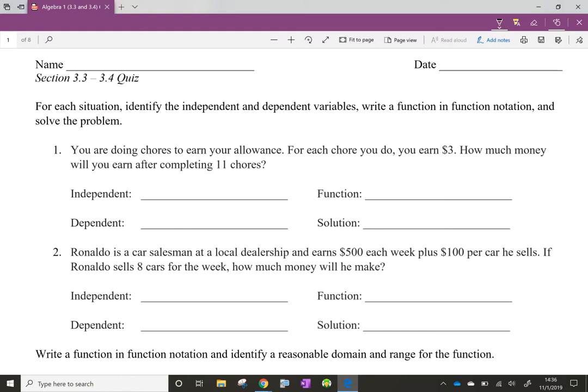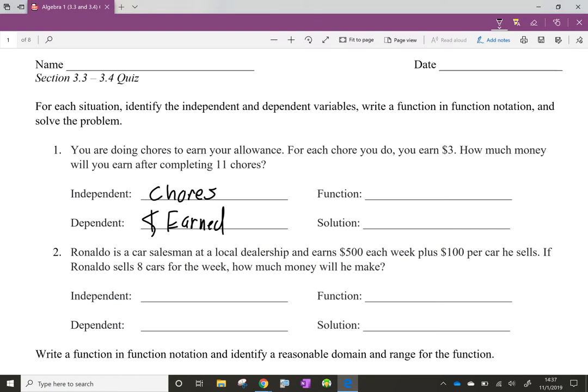So in this case, we're doing chores and we're earning allowance. So our two variables are the number of chores that we do and the total allowance we earn. If we do more chores, we earn more allowance. Our independent variable is something we would control, something that will affect an outcome, and in this case that's the number of chores that we do. The more chores we do, the more money we make. And that is the dependent variable, because the amount of money we make is affected by the number of chores that we do. So money earned is our dependent variable.